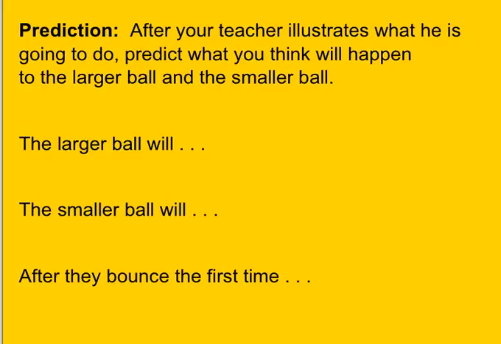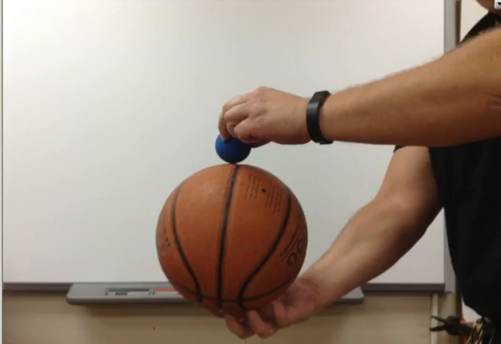So this is what is going to be interesting about the second part. Then what we're going to do is we're going to take that racquetball and we're going to place it on top of the basketball. And we're going to hold it 50 centimeters above the ground and we're going to let it drop. So the question for you is make a prediction. What do you think the larger ball will do when we place the racquetball on top of it? And then what do you think the smaller ball will do, and the smaller ball being the racquetball? And after they bounce the first time, what do you think is going to happen?